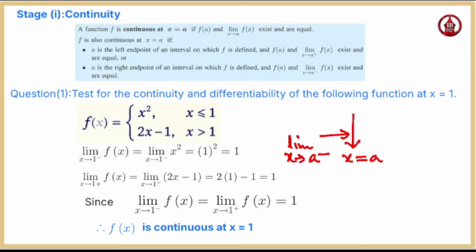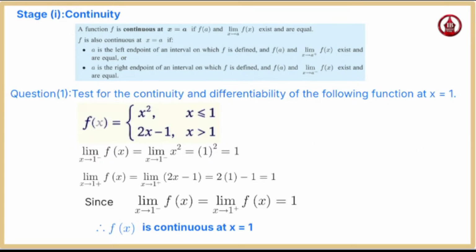Okay. If we are coming from the left side, and this is the right end point. And if we are coming from the right side, we take limit x tends to A plus. Okay. Because we are coming from the right side. And this is left end point. This is right hand point. So both the things are explained here. See here and here. Left hand point and right hand point. Okay. So I hope you understood this definition.